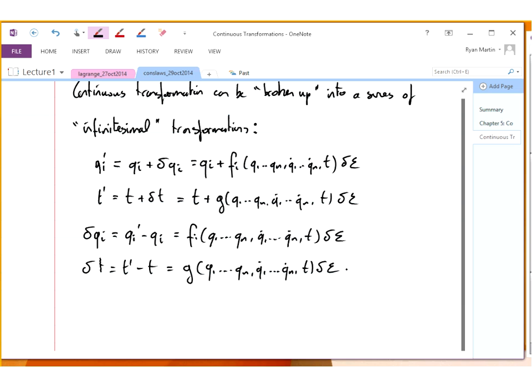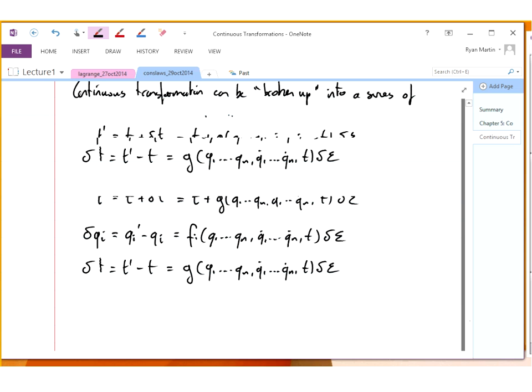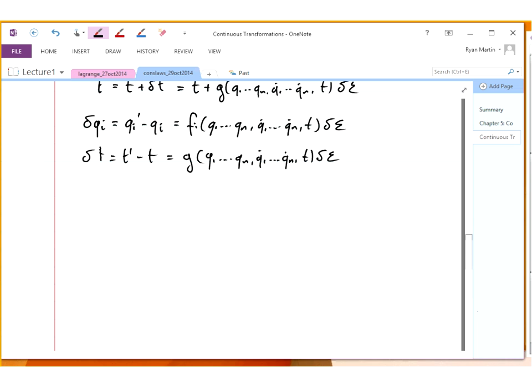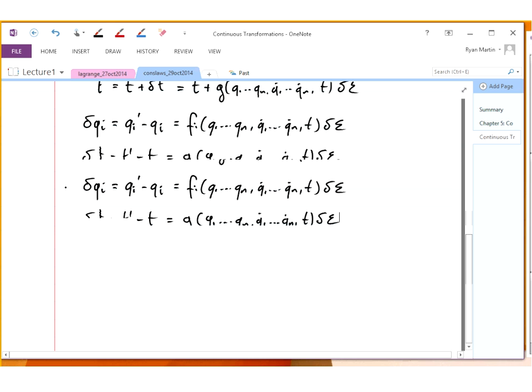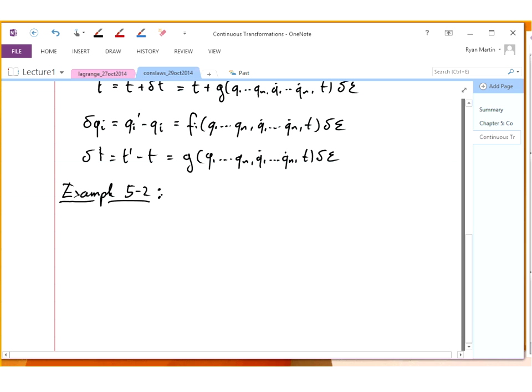Okay, so the F and the G's are what determine the transformation. So let's do a couple examples of determining F and G. Let's do example 5.2. So let's do the example of finding F and G for a translation along the x-axis.